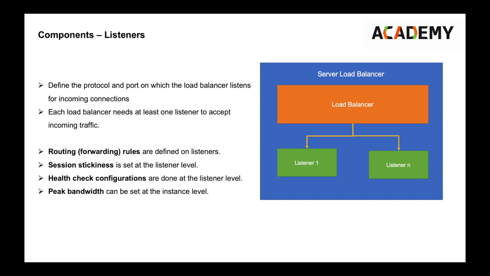So checking whether or not the backend servers are functioning is done at the listener level. There's one thing that's not set at the listener level, that's peak bandwidth. Peak bandwidth is set at the instance level. So when you purchase your SLB instance, you're deciding what its specifications will be, how many queries per second it can respond to, how many concurrent sessions it can handle, peak bandwidth. Those are all set at the instance level, but the listener defines routing rules, session stickiness, and health check.